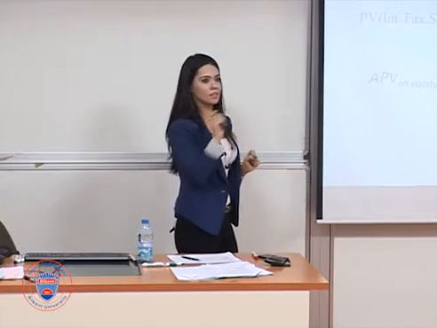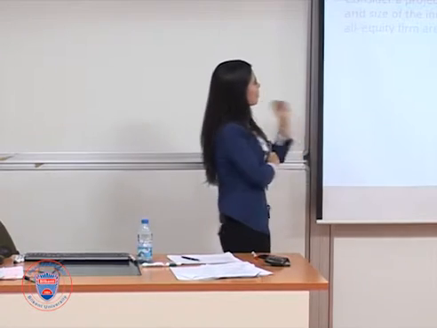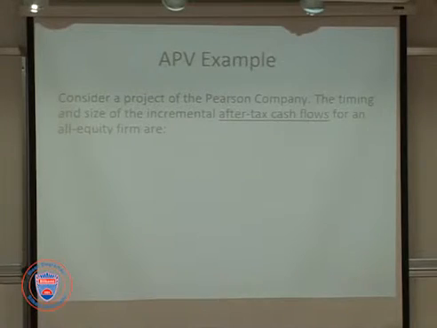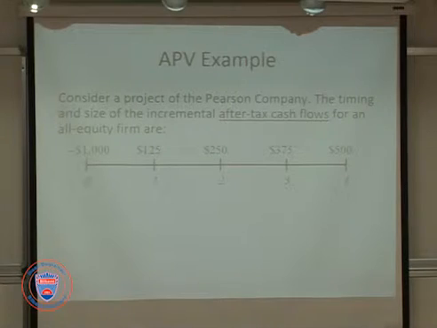Okay, let's immediately move to an example to wake you up. Consider a project of the Pearson Company. The timing and size of the incremental after-tax cash flows for an all-equity firm are these: the initial investment of $1,000, then $125, $250, $375, $500. So what is the first step? The first step is to calculate the net present value.